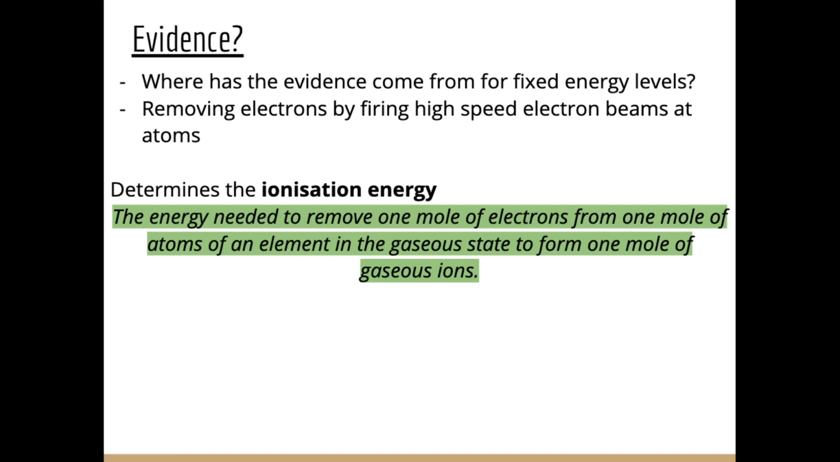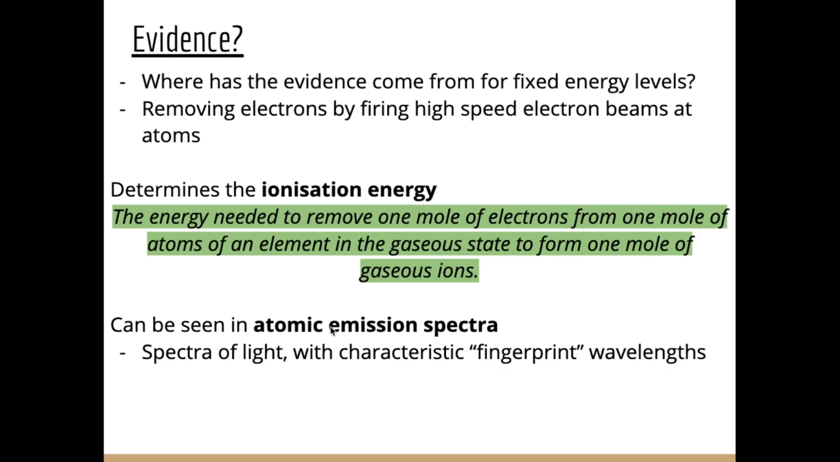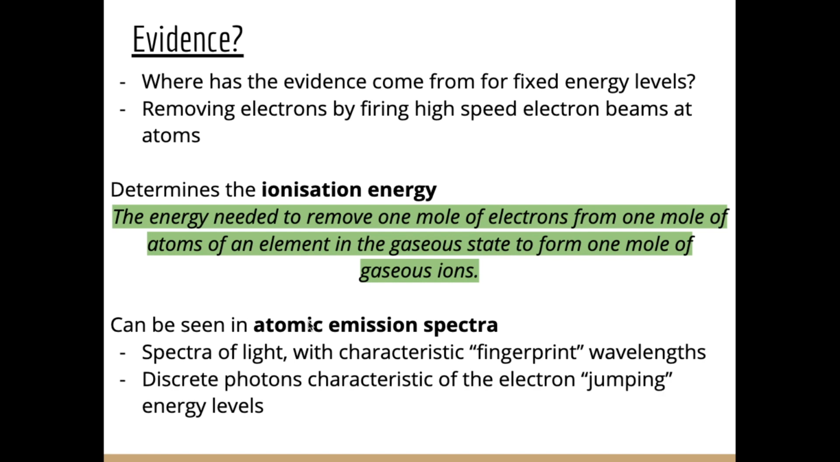So we can see these fixed energy levels through something called atomic emission spectra, which again is just what it sounds like. It's a spectra that you get from the emission of energy in an atom, where essentially you get a spectra of light which has characteristic fingerprint wavelengths for any given element. Discrete photons characteristic of the electron jumping the energy levels. So what do we mean by that?